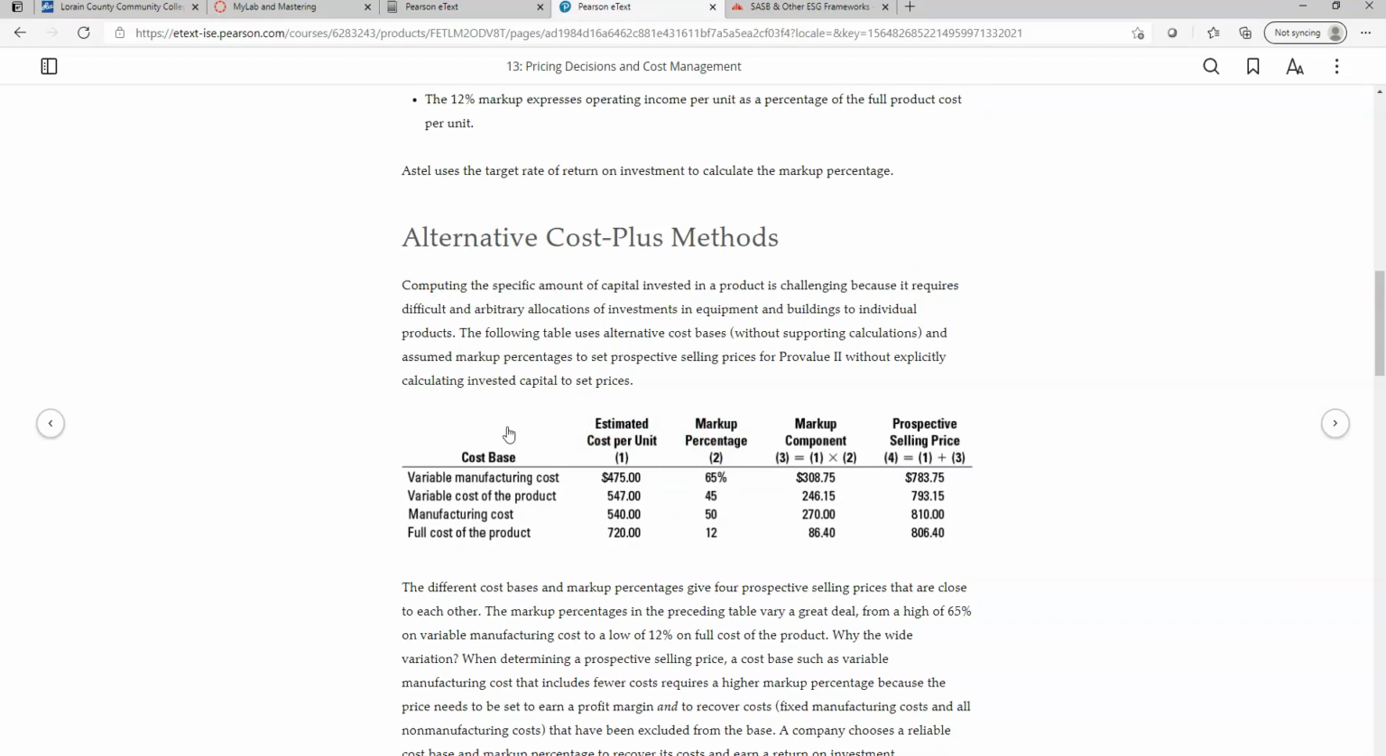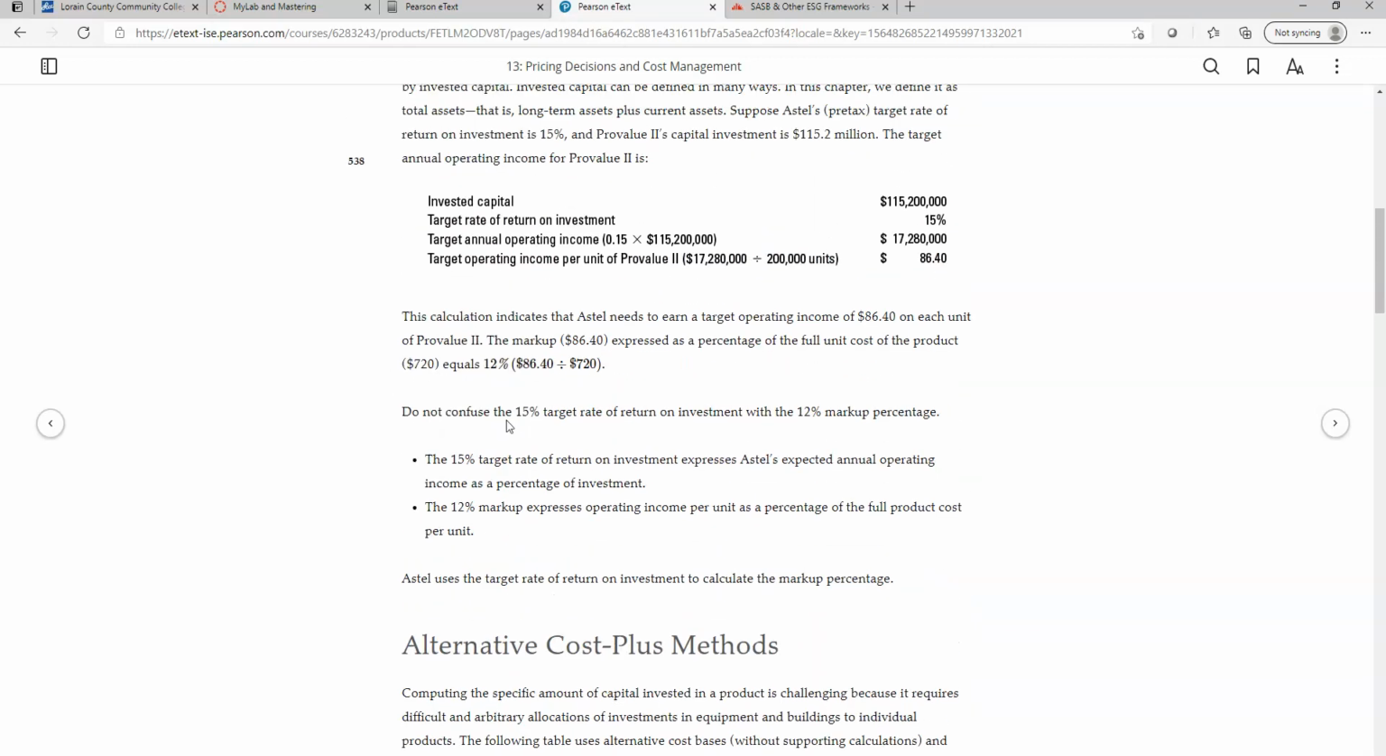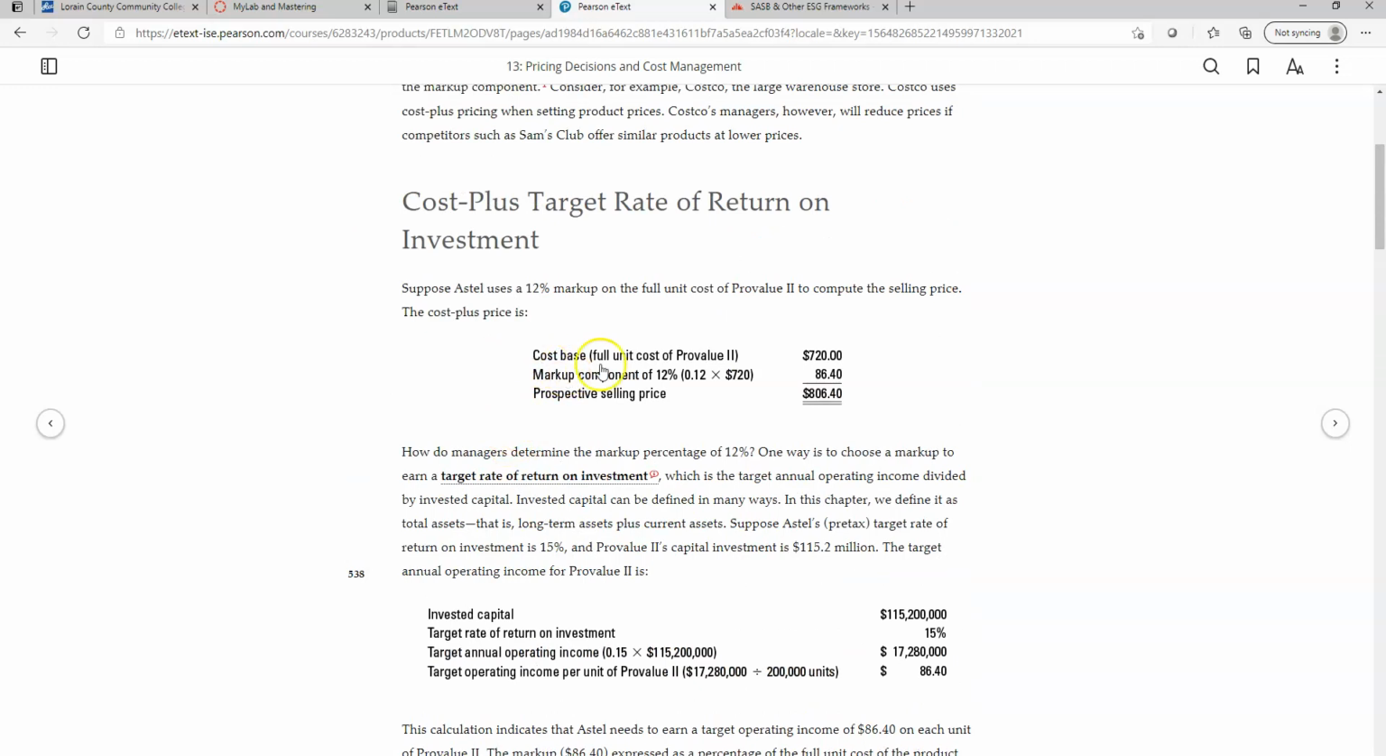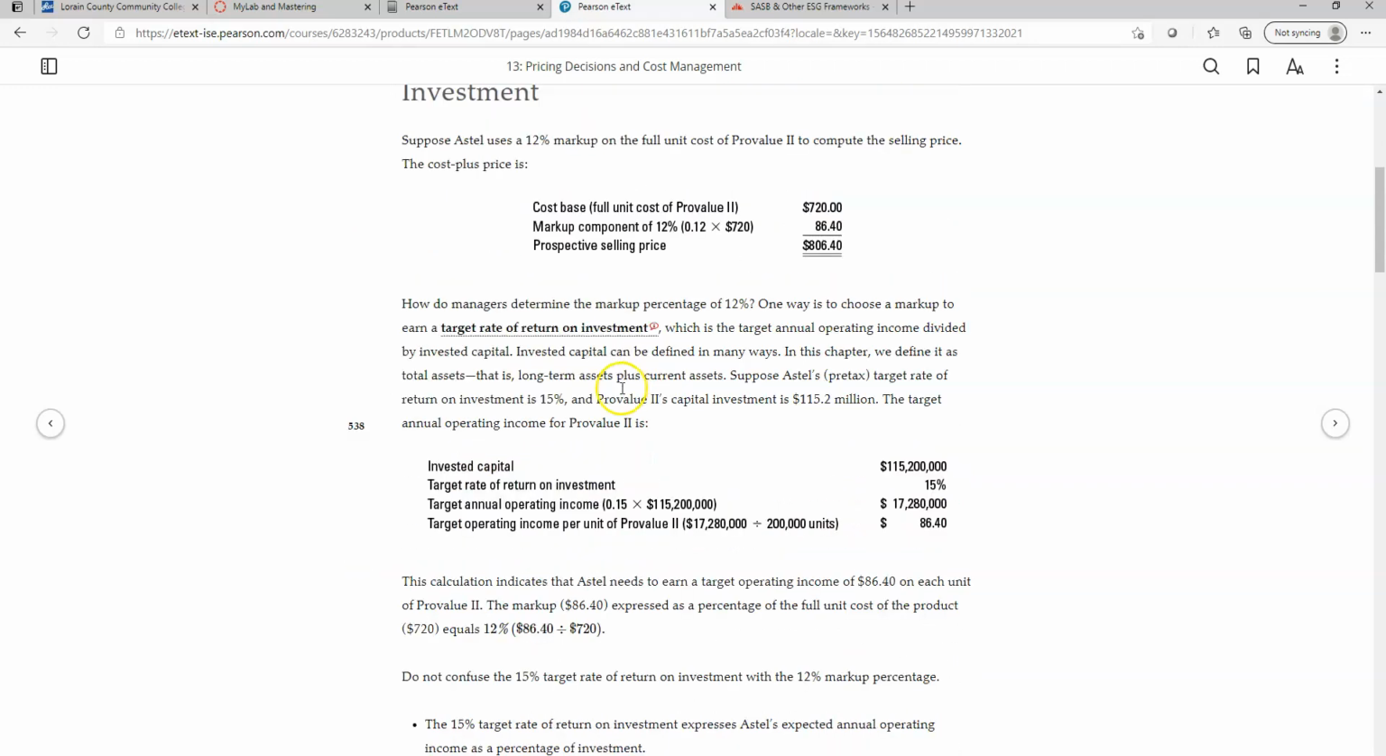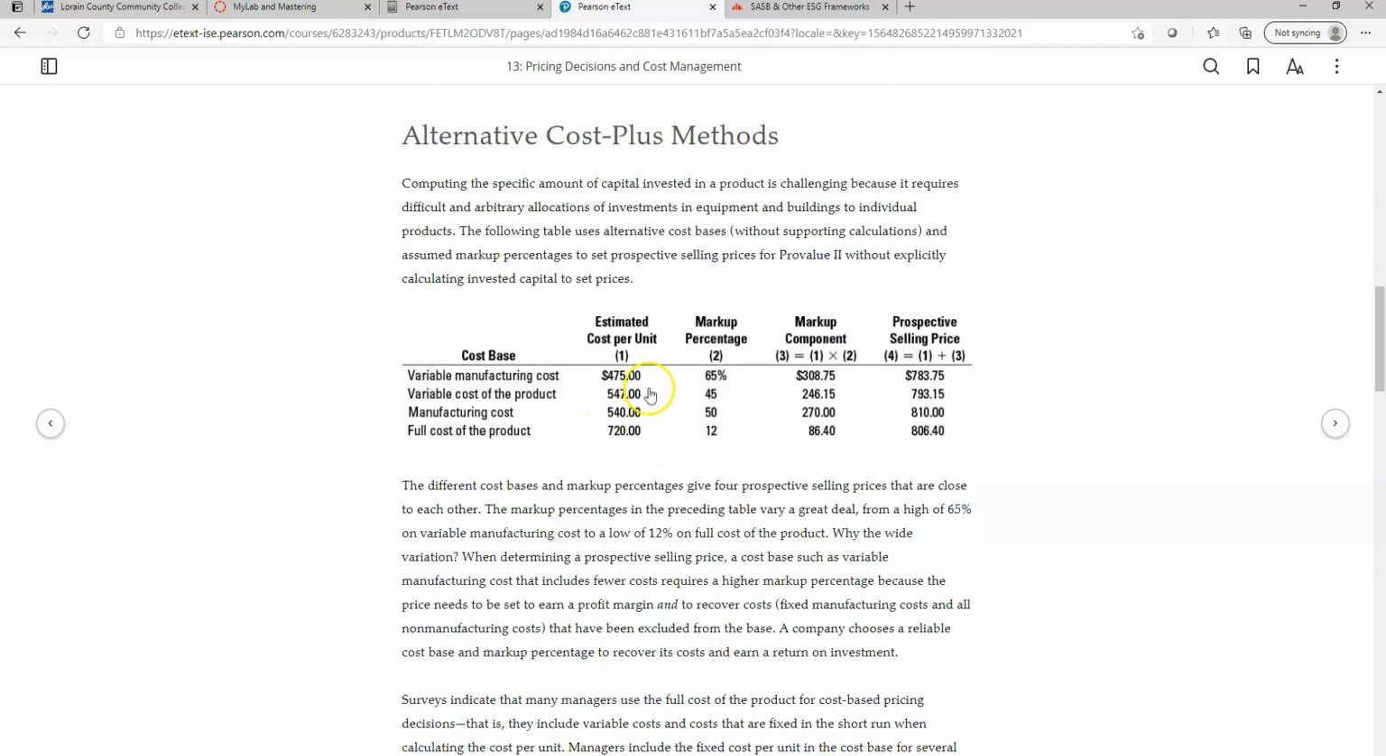So the cost plus method is pretty straightforward. We take our cost base, whatever it is. In our case, it was a full unit cost, but it can be any one of these right here that we choose. Add the markup component to it, and that will give us our selling price.